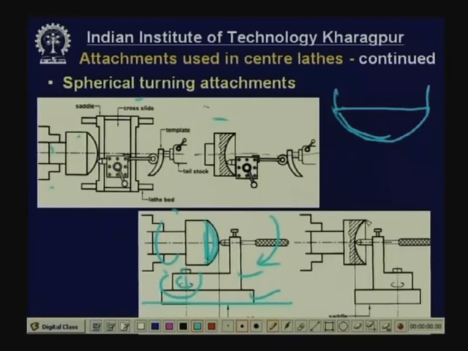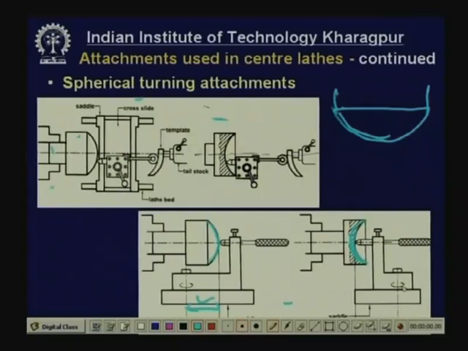Now, if it is concave, then what has to be done? Then this radius R I, this distance can be changed. Now, remember this distance is very important. This distance means the radius of curvature of the sphere. So, by varying this length, we can get spherical surface of different radius.